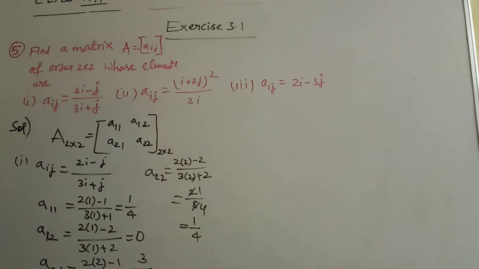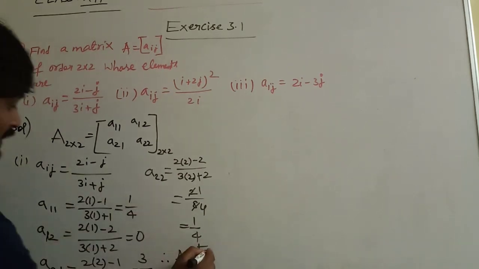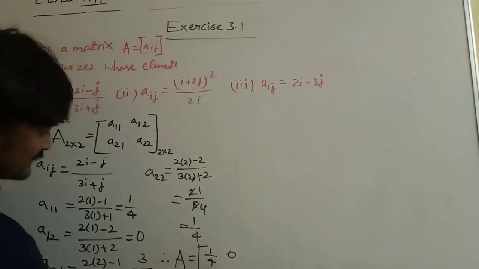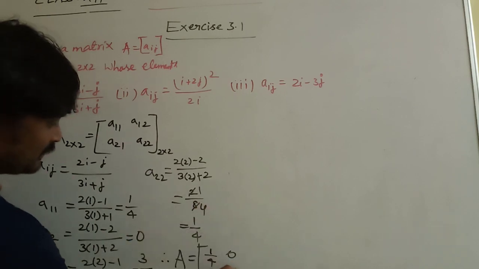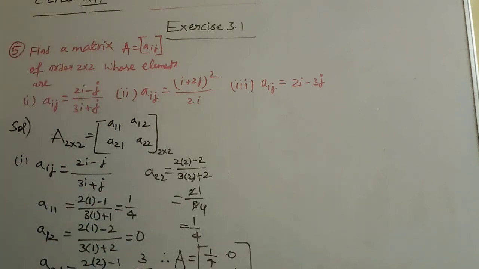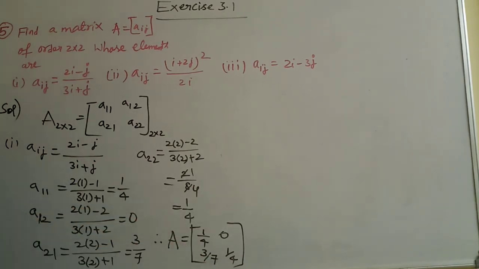So what is your matrix now? Therefore, matrix A has four elements: first 1 upon 4, second 0, third 3 upon 7, and the fourth 1 upon 4. So A is [1/4, 0; 3/7, 1/4]. That is the first one, and let's move on to the second one.